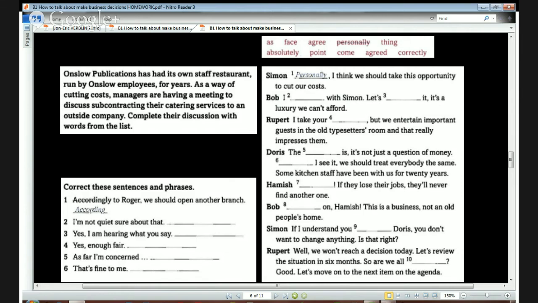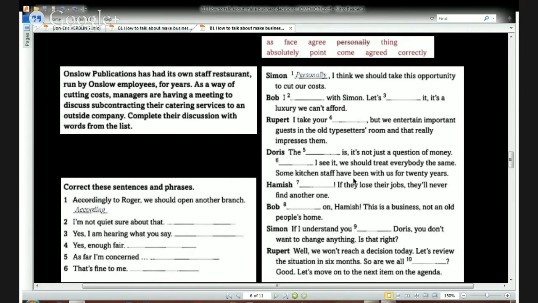Doris: The point is, it's not just a question of money. As I see it, we should treat everybody the same. Some kitchen staff have been with us for 20 years. Okay. You can say "the point is," it's okay. It's possible. But there's something else you could say.